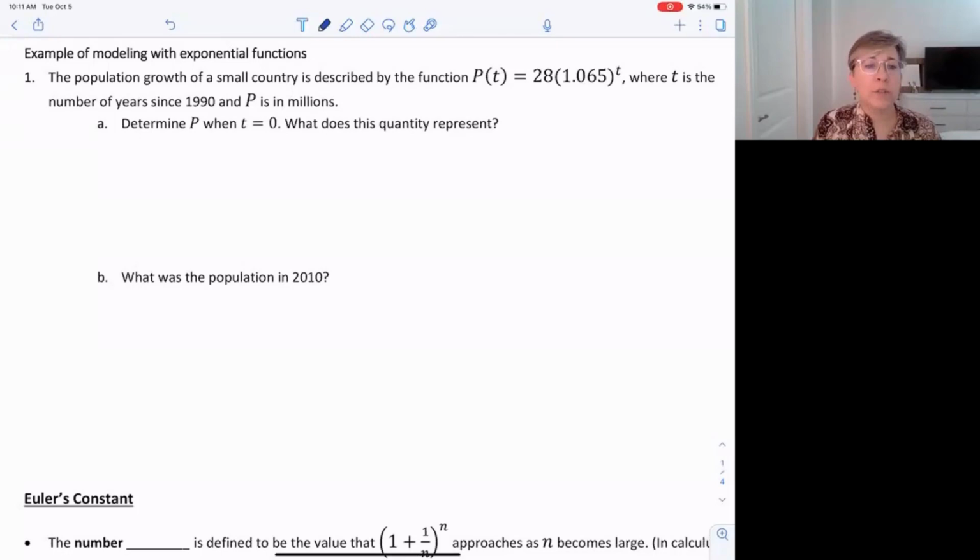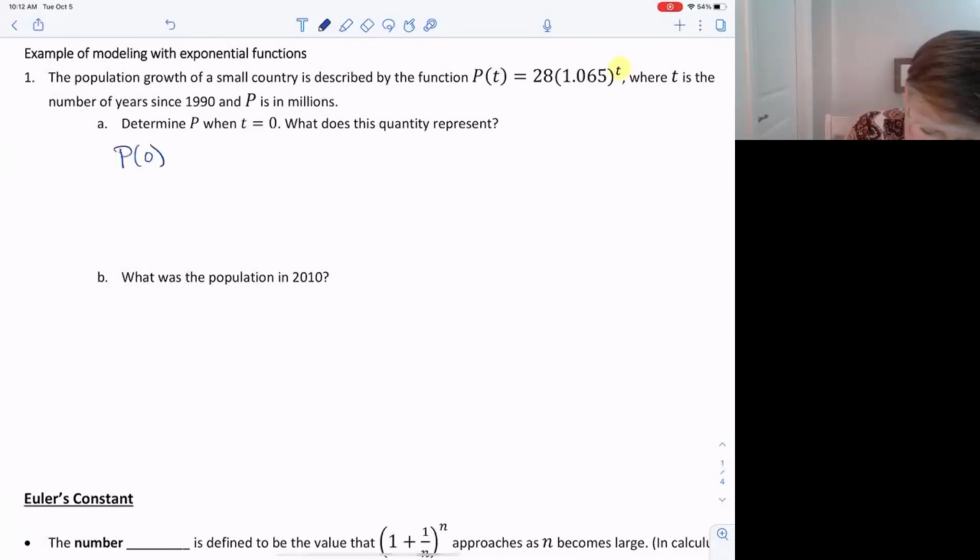So in our first example, we're modeling with exponential functions. It says the population growth of a small country is described by the function p of t equals 28 times a factor of 1.065 to the power of t. Note that our variable is in the exponent position. That tells us it is an exponential function. Now, t represents the number of years since 1990, and p, the population, is in millions. So they want us to determine p when t is 0 and state what that quantity represents.